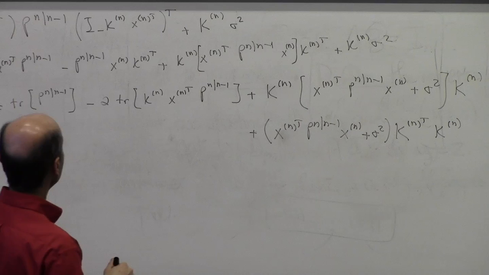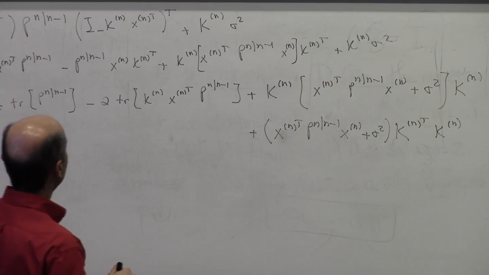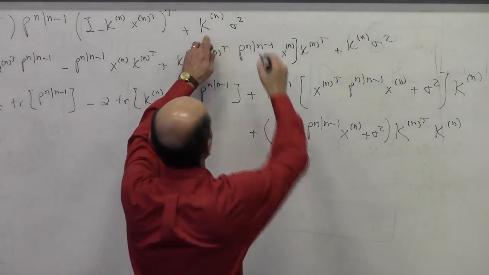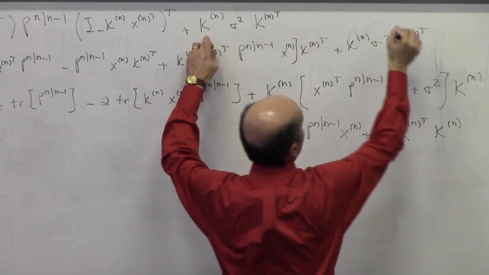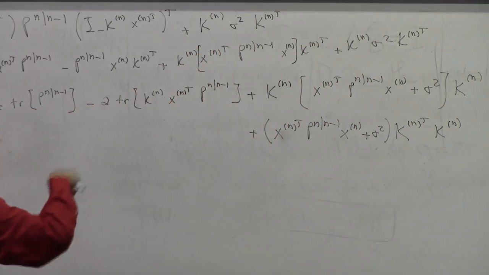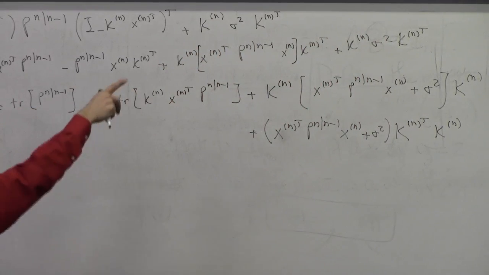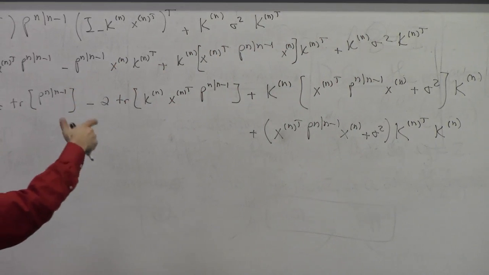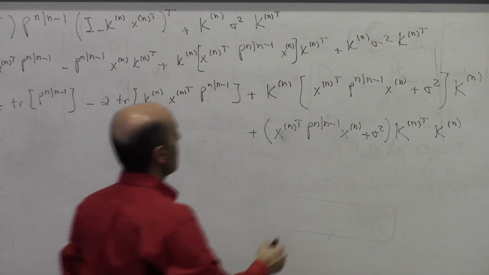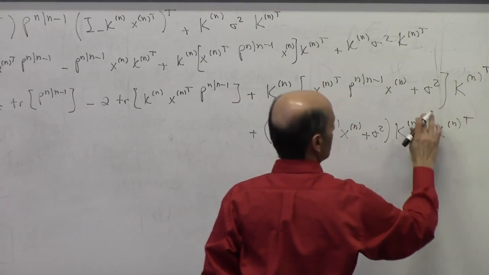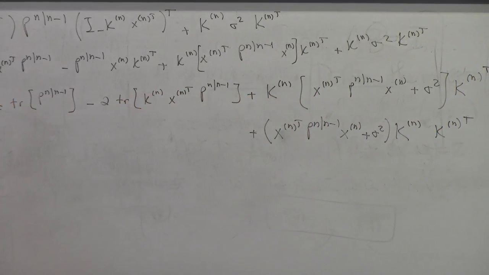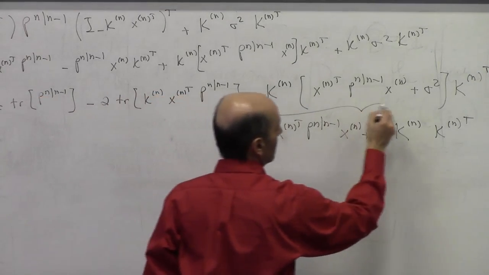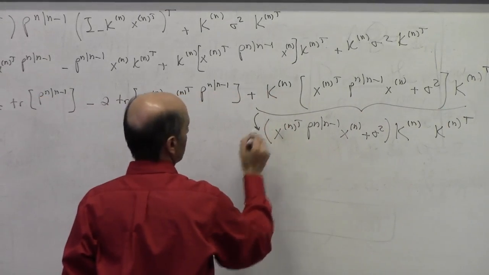Let's see, I'm missing a k transpose here. Right, because that's k times sigma, so it's k times variance of k times epsilon, so k times variance of epsilon times k transpose. So it's a k transpose here, k transpose here. Right, so this term, I just rewrote it as this.